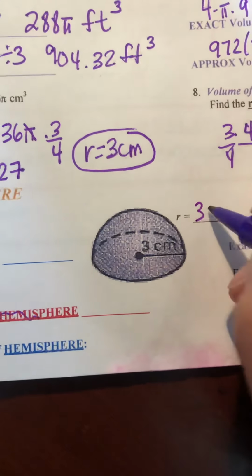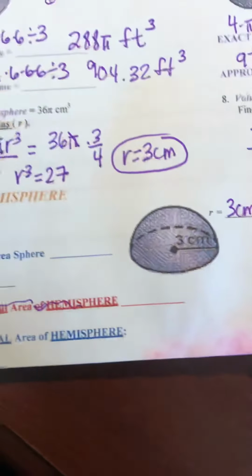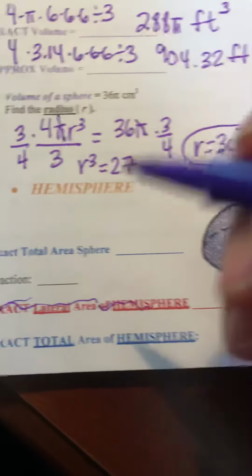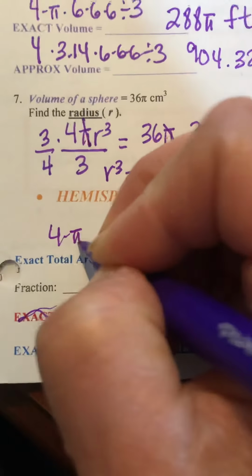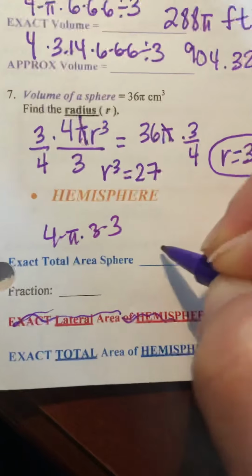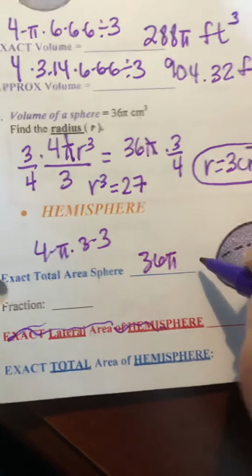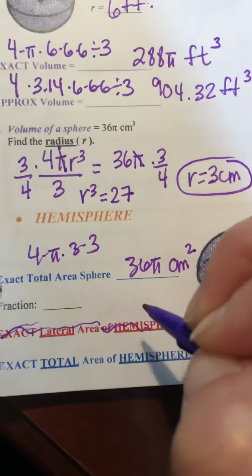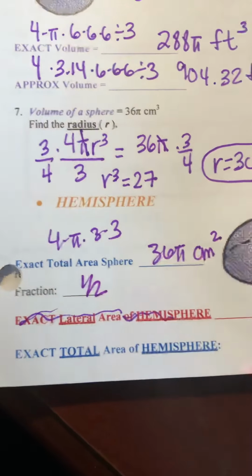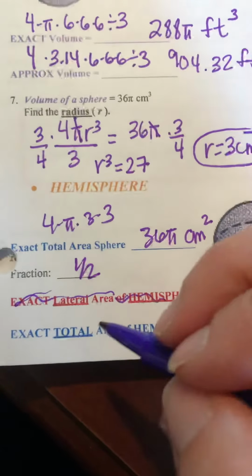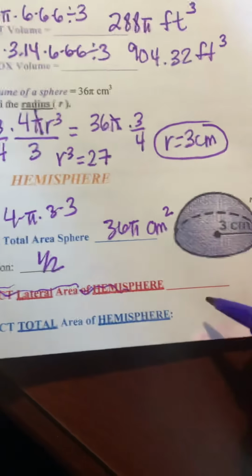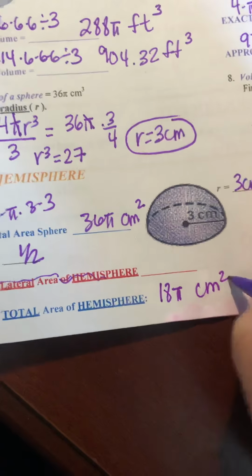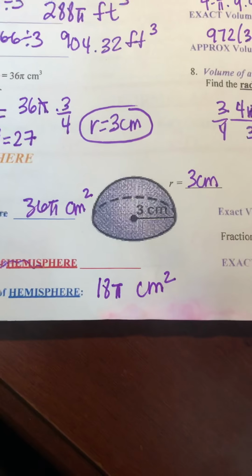So here we go. The radius is 3, right? Radius is 3. And then I would say, 4 times pi times 3 squared is 36 pi centimeters squared. And then the hemisphere is always a half. So I don't need lateral. I was right to cross it off. I just have to take half of that, so 18 pi centimeters squared. So you're just dividing it by 2, basically.